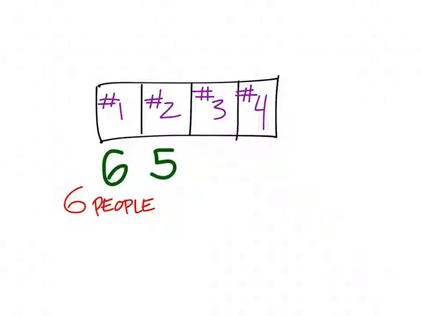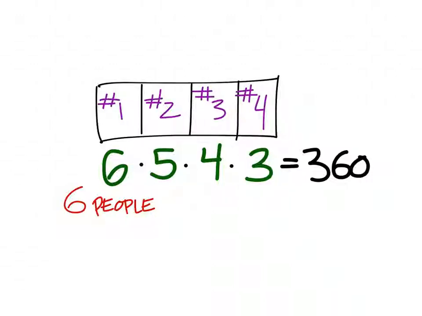Now you've seated a person in seats 1 and 2. For seat 3, you've only got 4 people to work with. In seat number 4, you've got 3 people to work with. Then we're just going to multiply all of these. Multiplying these, we get 360. So that means there are 360 ways to sit these 6 people in these 4 seats.